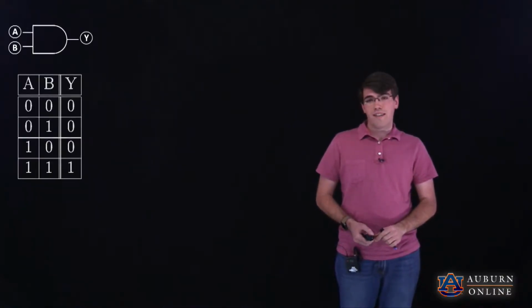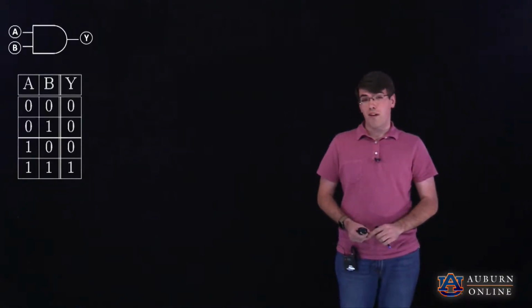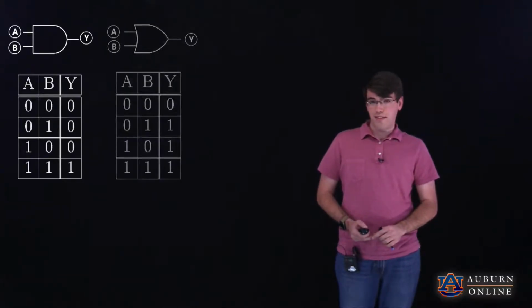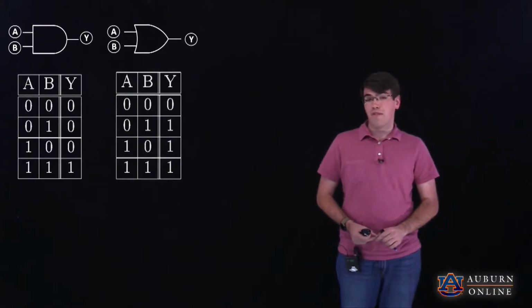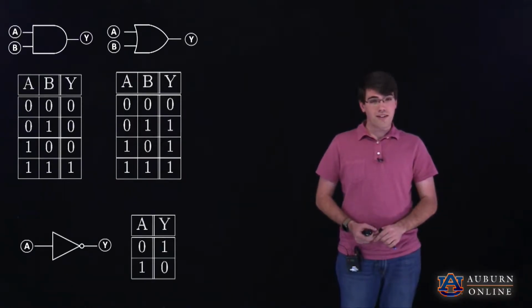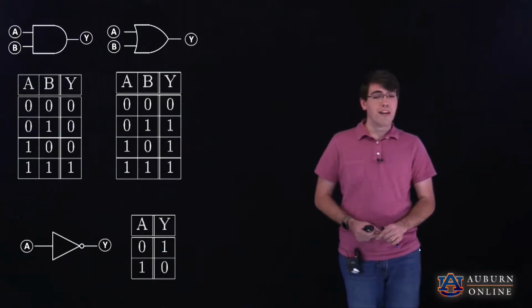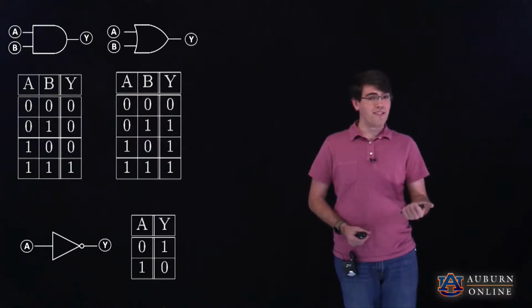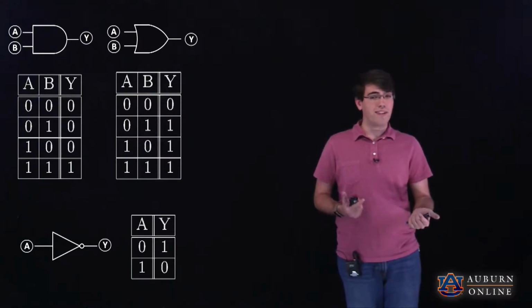We have the AND gate, the output for which is 1 if both inputs are 1. We have the OR gate, the output for which is 1 if either of the inputs is 1. The inverter, the output for which is the opposite of what you put in. So if you put in a 0, you get a 1. If you put in a 1, you get a 0.